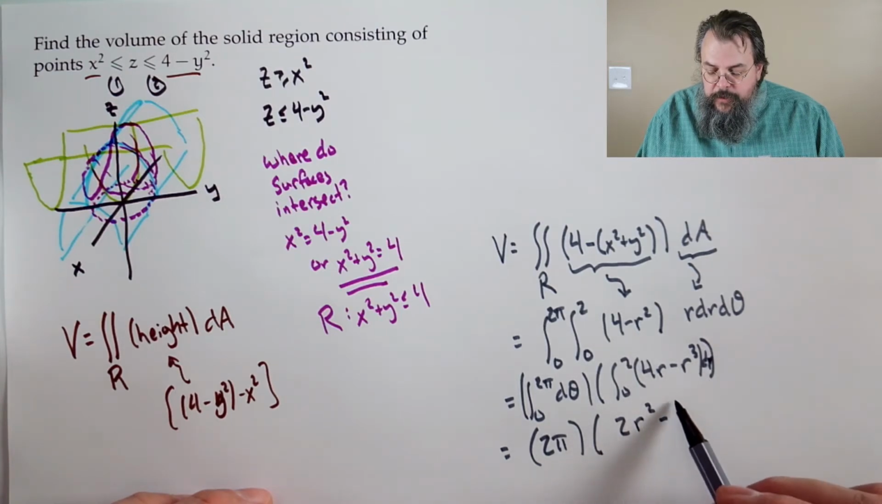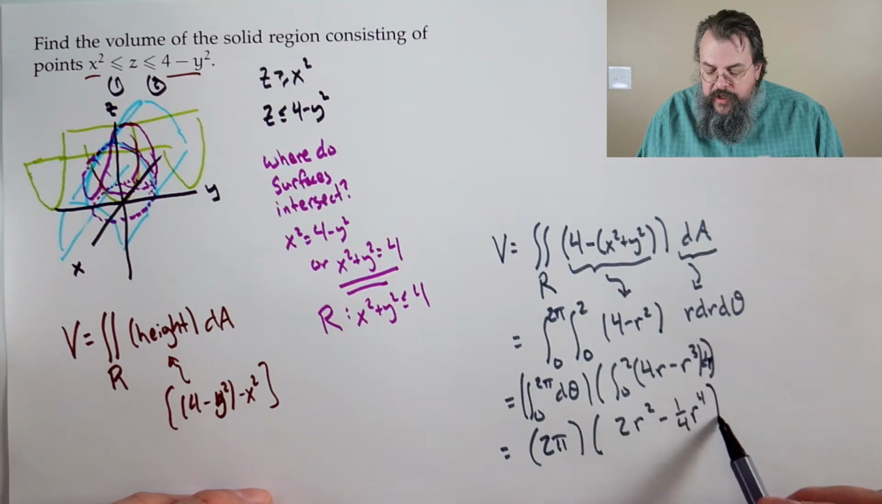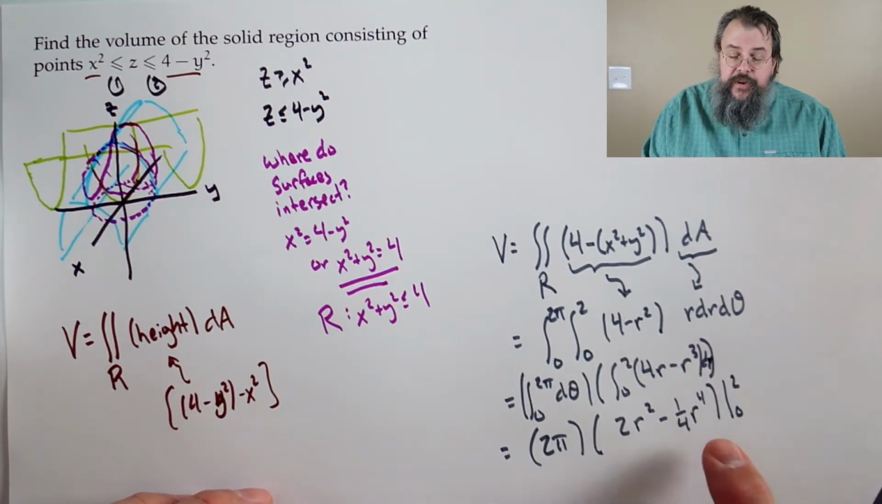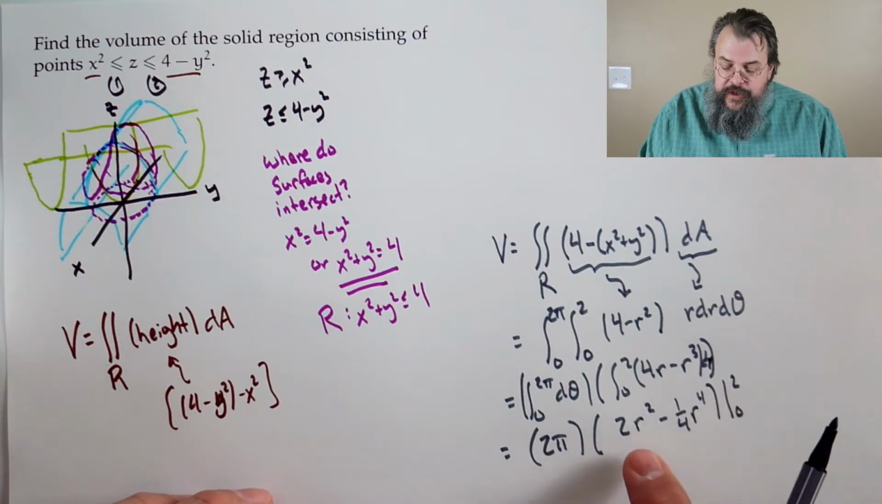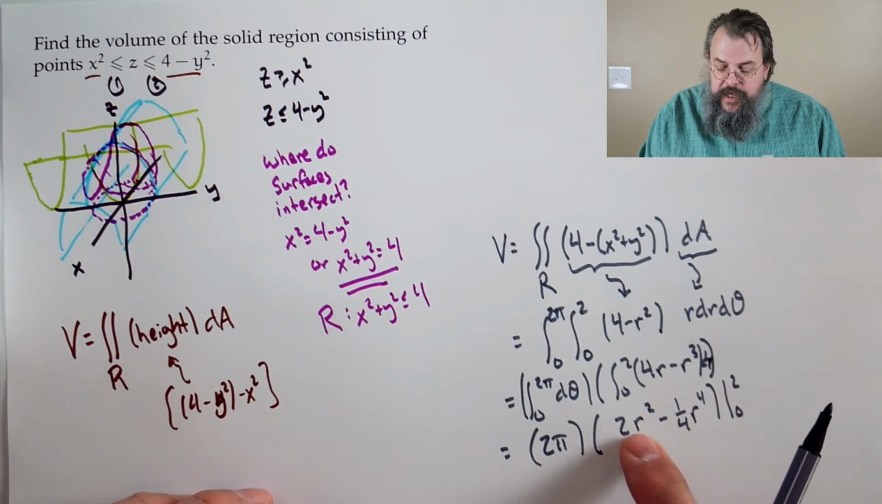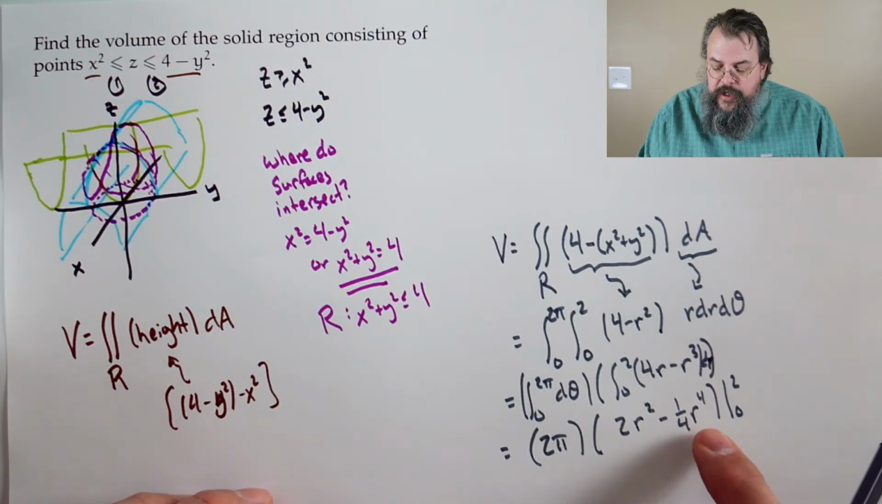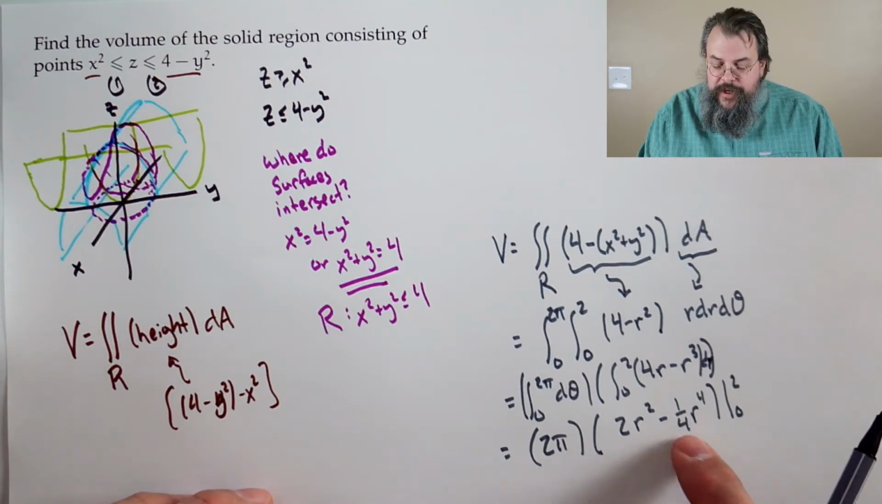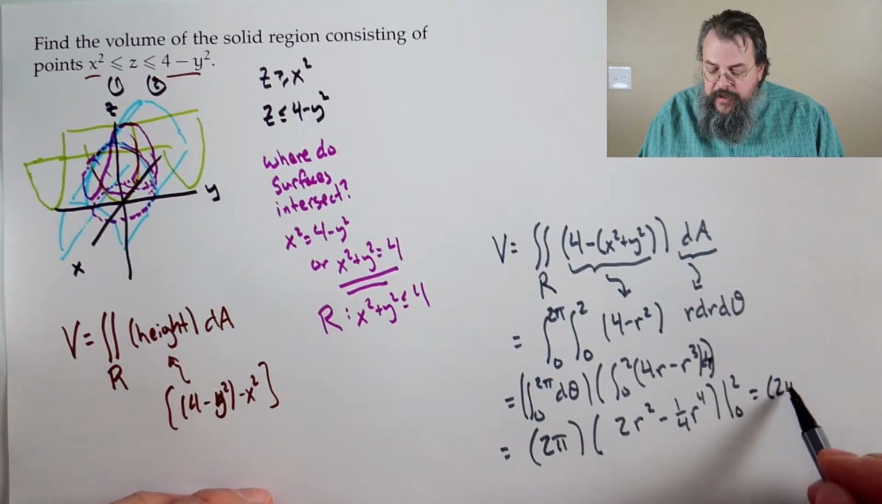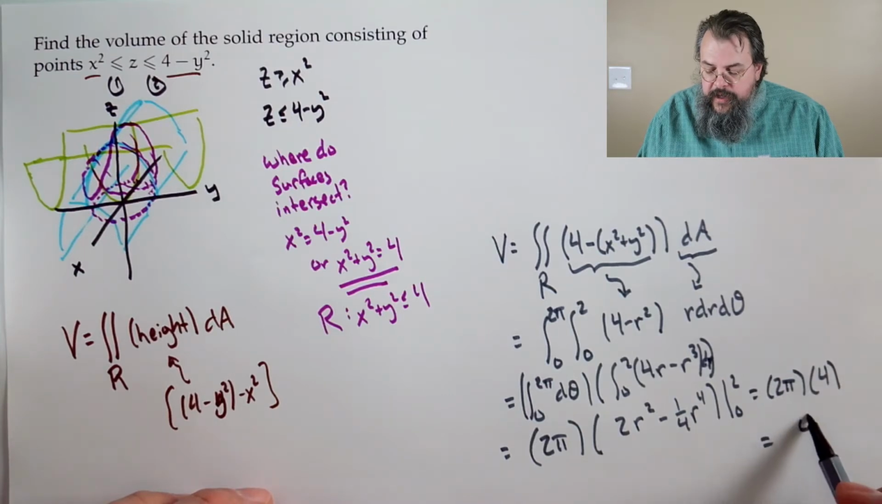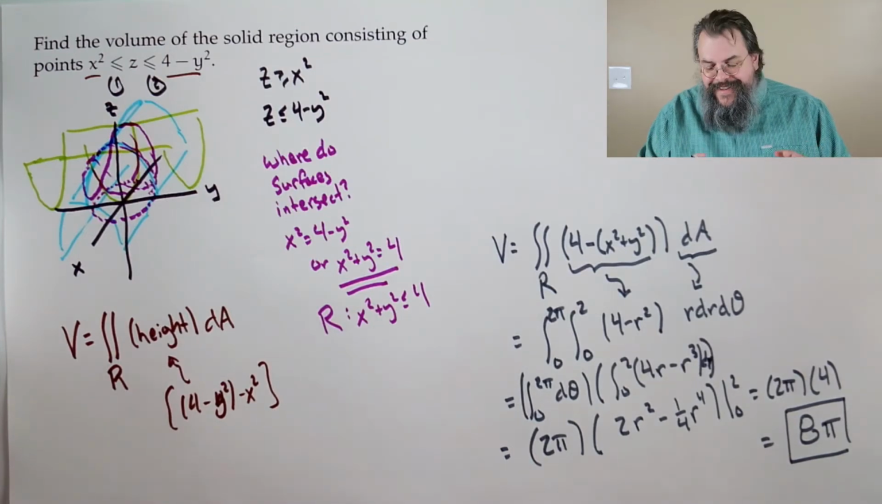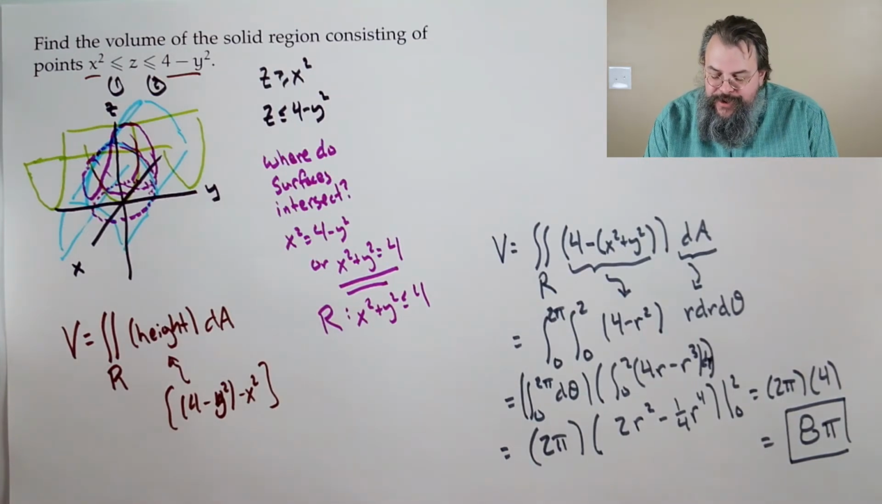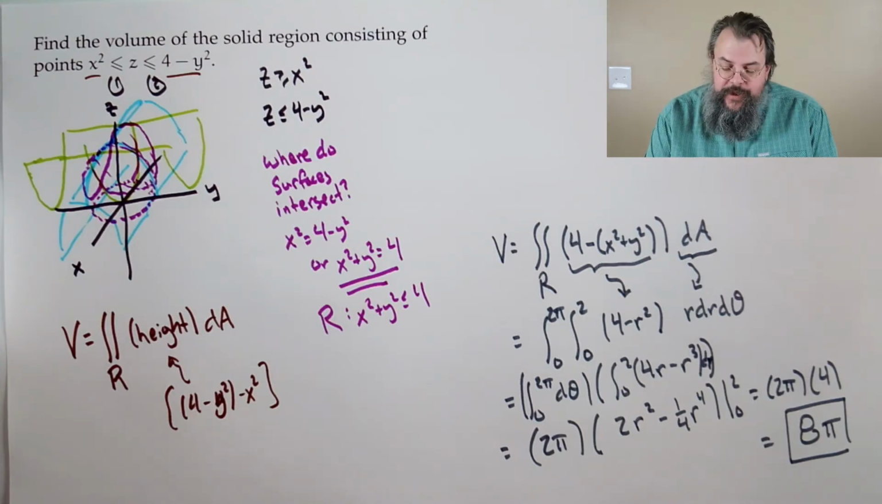The second integral: 4r is 2r squared, and r cubed is 1/4 r to the fourth, evaluated from 0 to 2. When you plug in 0, you get 0. When you plug in 2, you get 2 times 4, which is 8, and then 1/4 times 2 to the fourth, 1/4 times 16, which is 4. 8 minus 4 is 4. So this is 2 pi times 4, or a final answer of 8 pi. Done. And it's a nice number too, a whole number times pi.